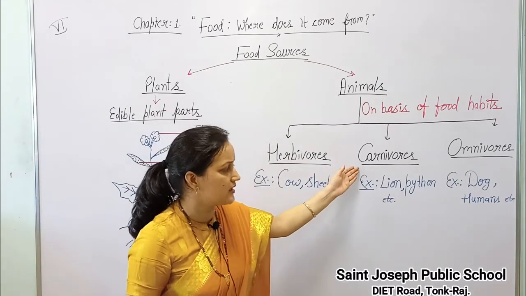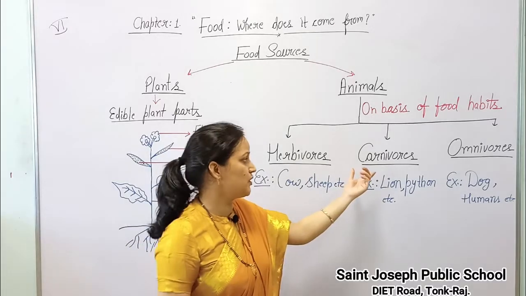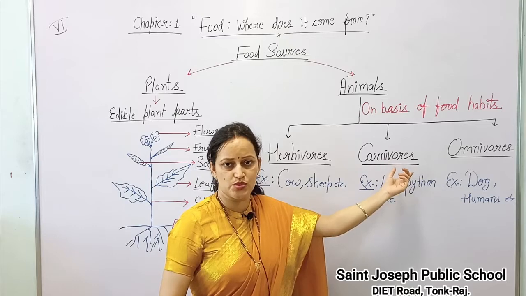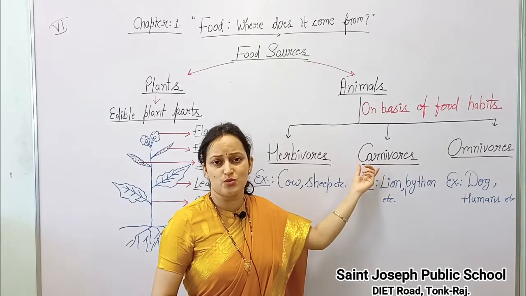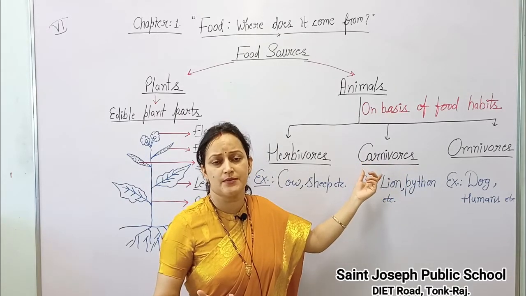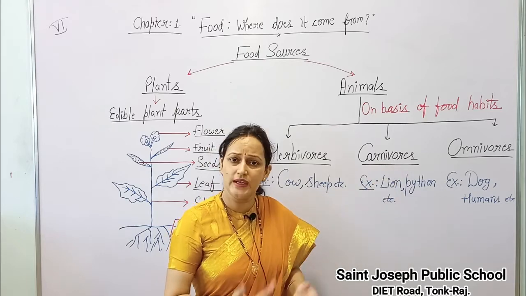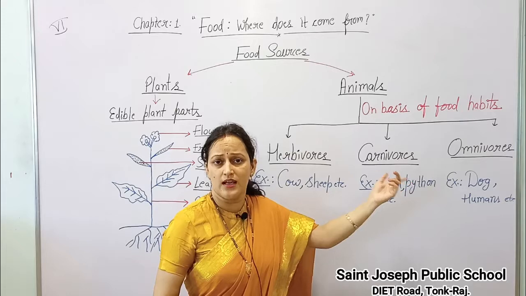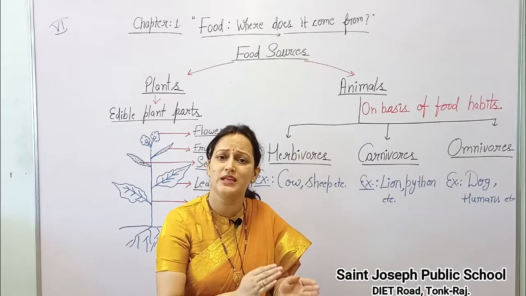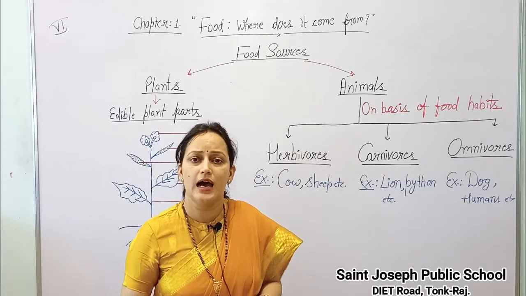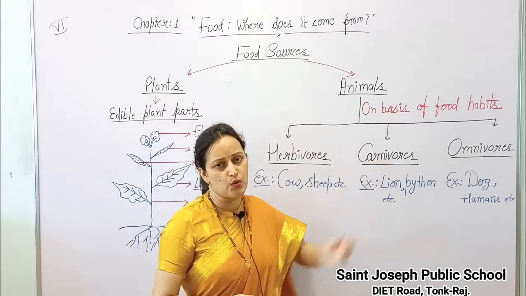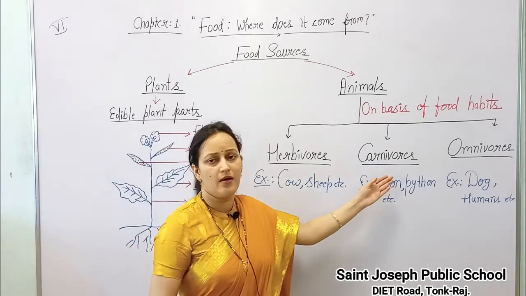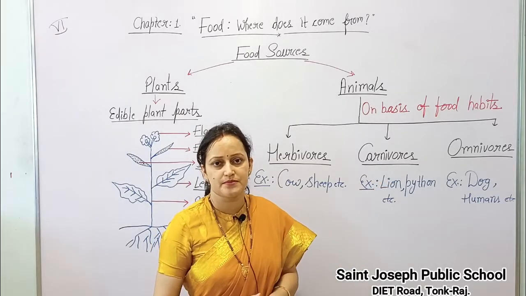Next, move to the carnivores. Again, this word is made up of 2 words, carni and vores. Carni means flesh, meat, and vores means to eat, khana. That is the meaning of carnivores. The flesh eating or meat eating animals are called as carnivores. Examples of carnivores are lion, python, etc.